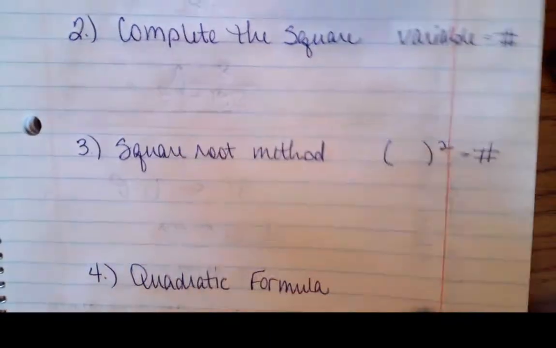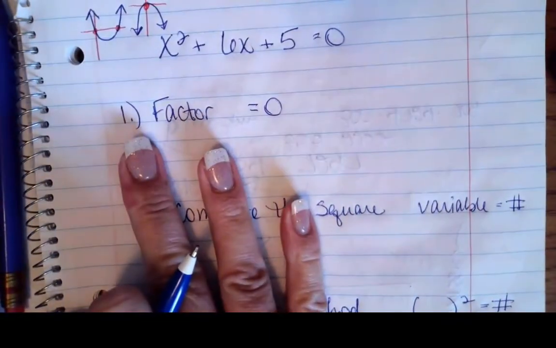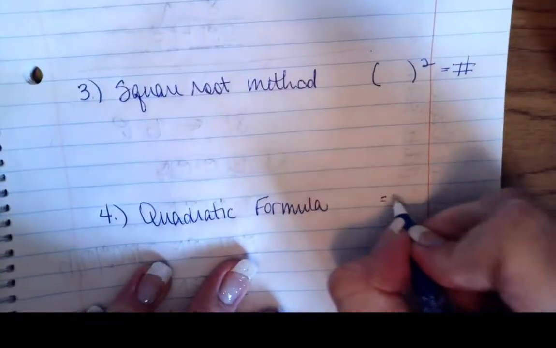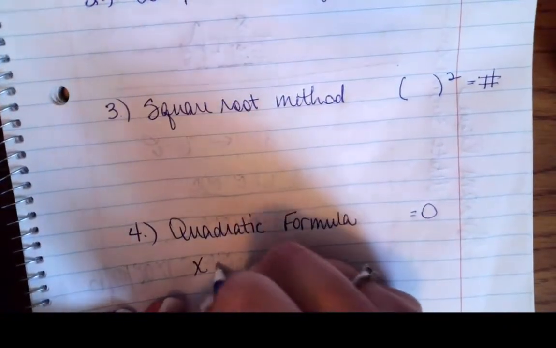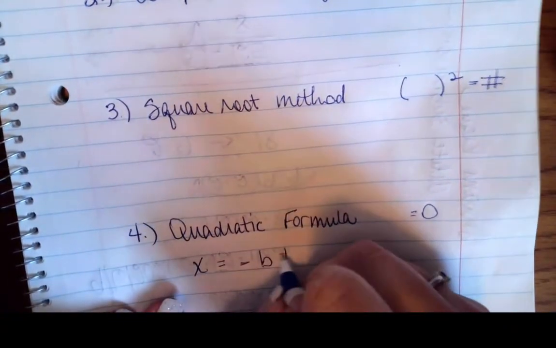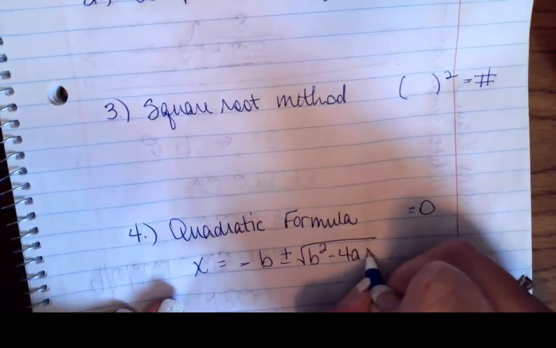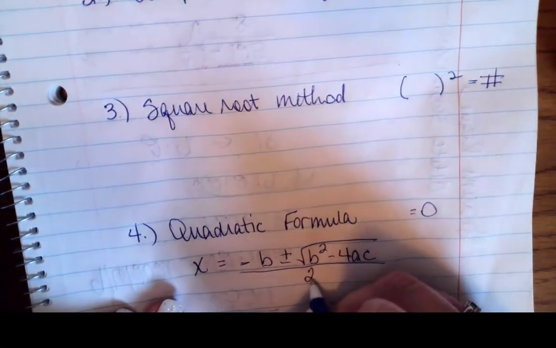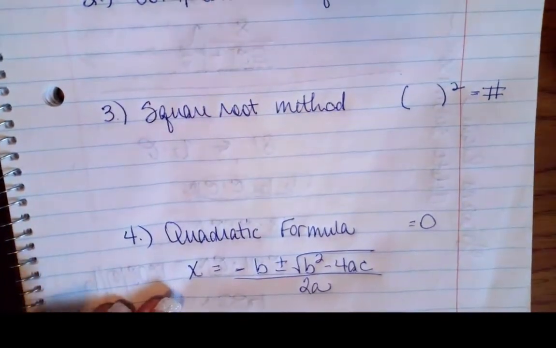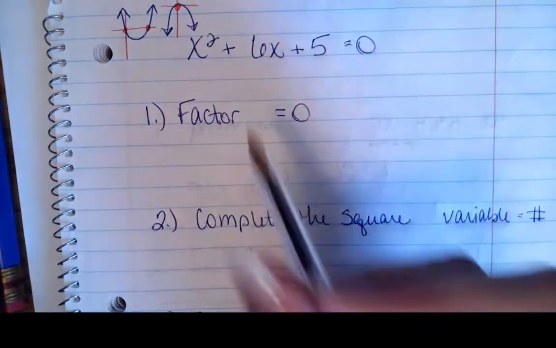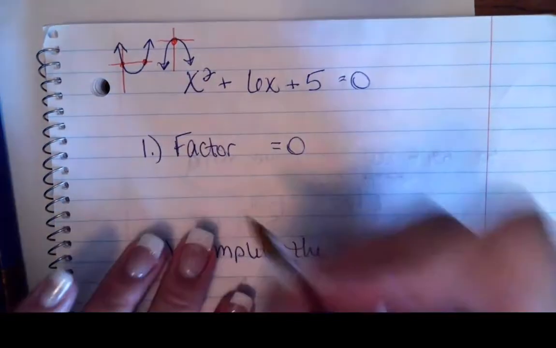Okay, so when I look at this first one, if I'm going to factor it, I want it equal to 0. Sorry, quadratic formula also needs to be equal to 0. And it is x equals negative b plus or minus the square root of b squared minus 4ac all over 2a. Okay, so we're going to try factoring first. So I'm just going to write this stuff in red. So I'm going to go ahead and take this thing and I'm going to factor it.